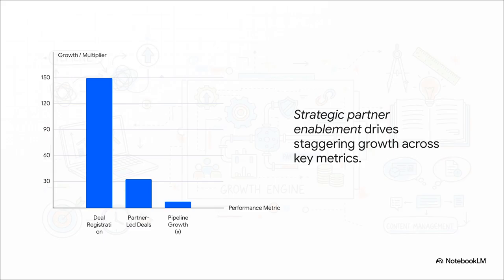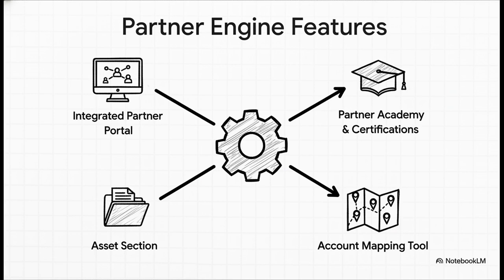But more importantly, the deals actually led by partners grew by 1/3, and the partner-sourced pipeline just exploded, a 7x increase. That right there is the difference between having a partner program and having a partner engine. So how'd they do it? Well, it's not magic. It's architecture.